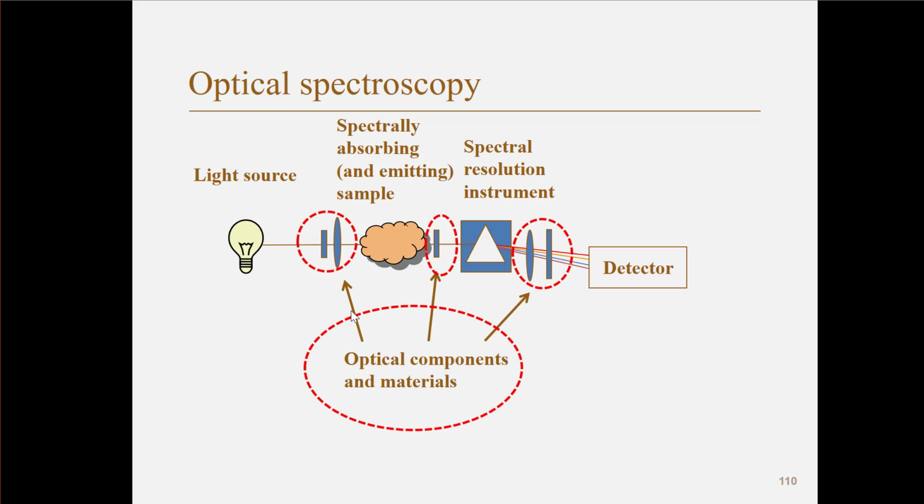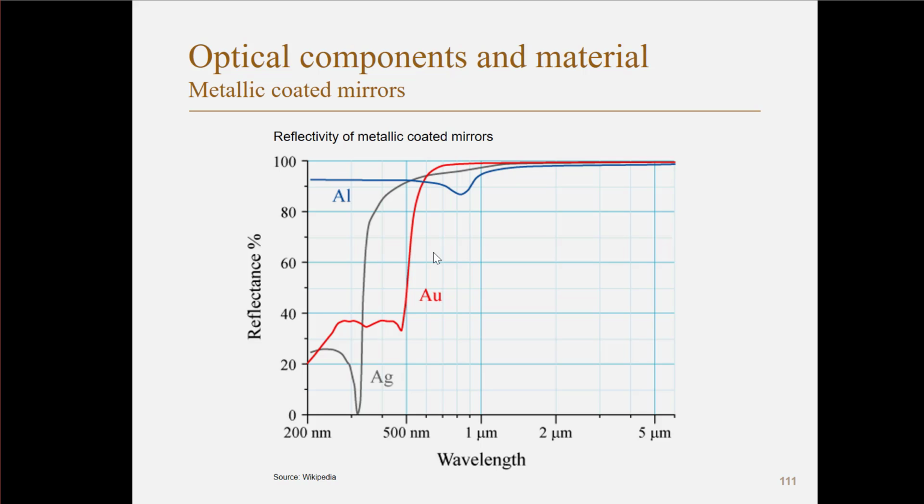So we'll look at these components. Mirrors can of course be made with different metals, and here we have aluminium, silver and gold, and the reflectivity for the different materials. As you can see, for gold, when you come up above something like 800 nanometer, the gold mirrors are fairly good. They're not super good, but they're fairly good. But in the visible range they're not so good.